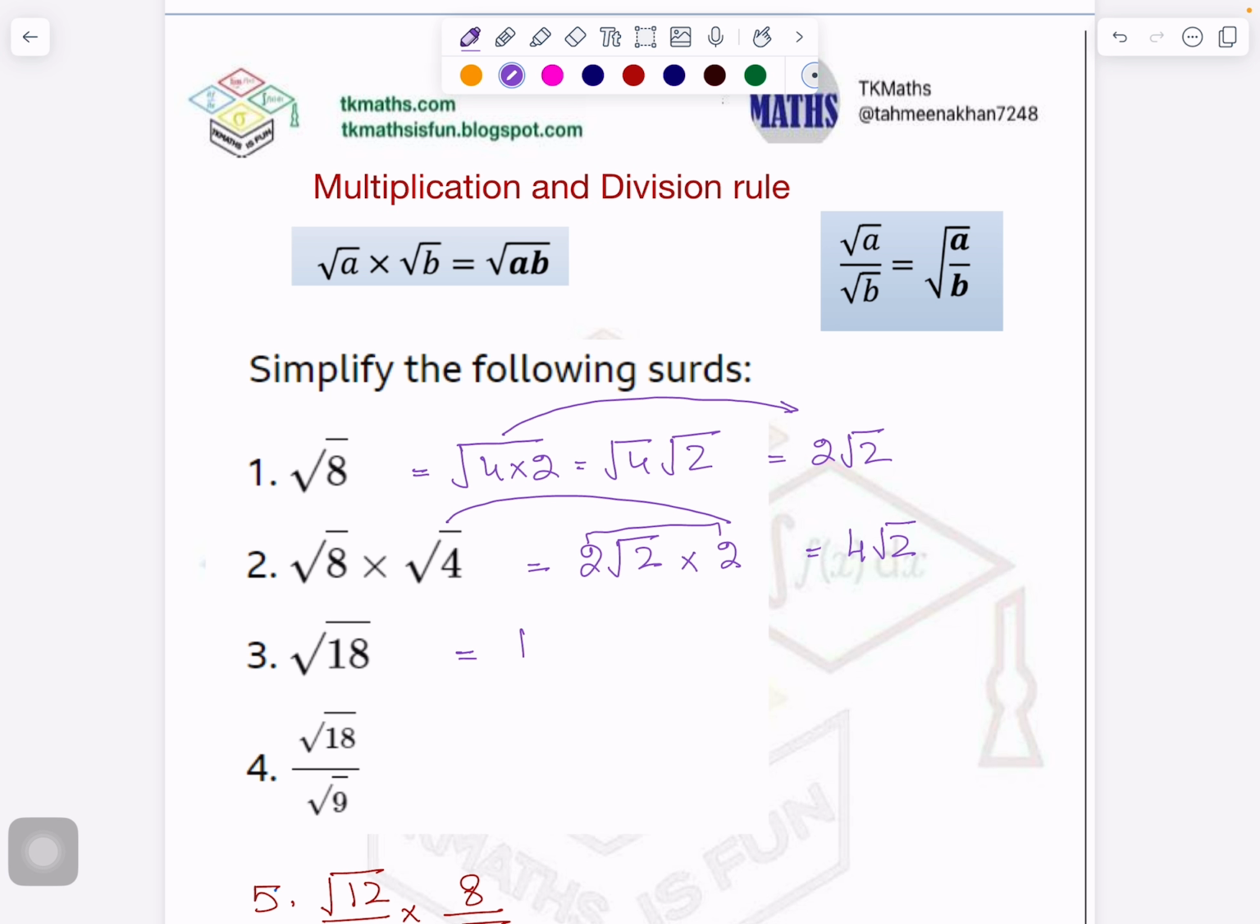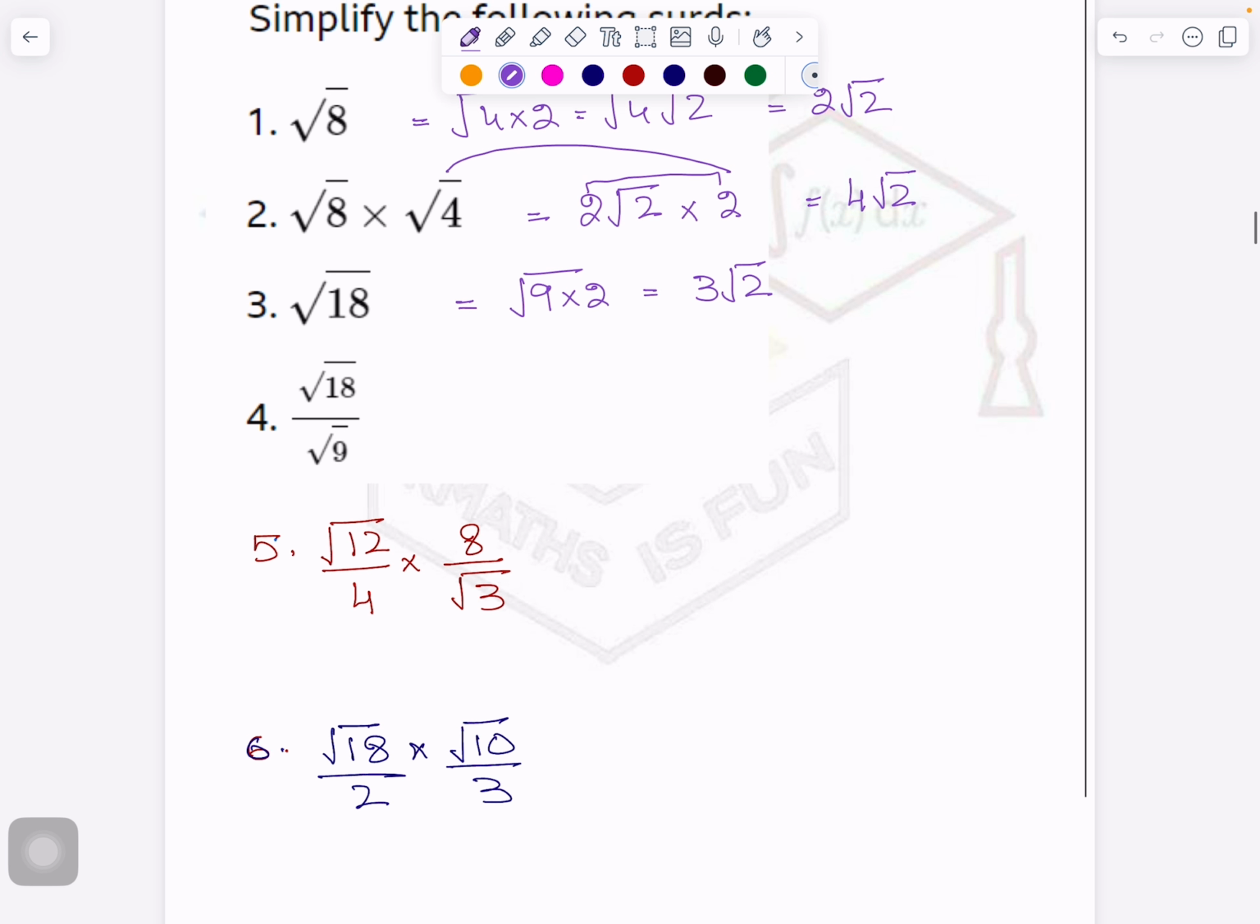Root 18, I will take it as 9 times 2 because root 9 is 3 and root 2 will be left here as it is. Now root 18 I have just seen is equal to 3 root 2 in the above part, and root 9 is equal to 3. So I can cancel them. 3 times 1 is 3. So I will be left with root 2. Agreed?